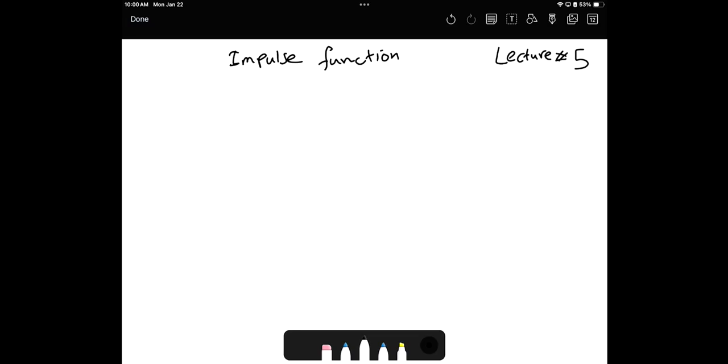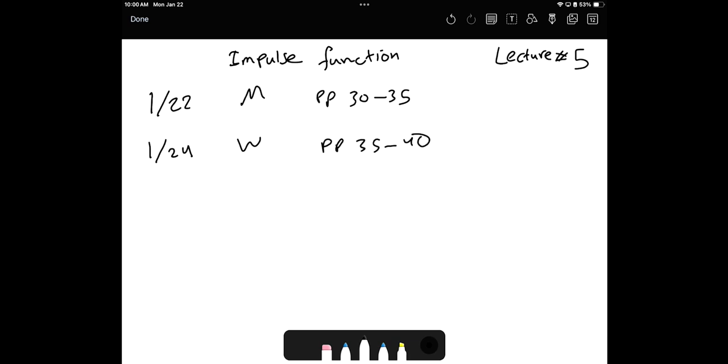So today's lecture we will go through the impulse function and more applications about it. The timeline of today's lecture, which is Monday, we will discuss the impulse function, and the readings are page 30 to 35. And Wednesday, 24th, the reading will be page 35 to 40.